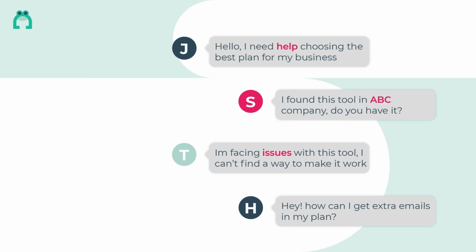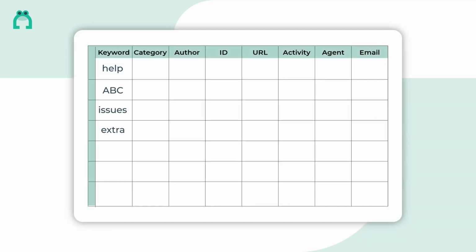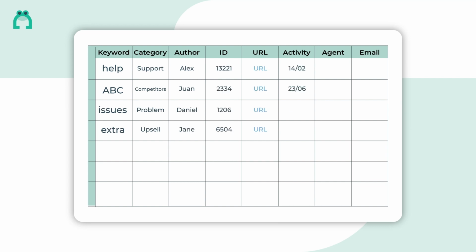Frogget will spot the keywords you wanted to track and add them all into this spreadsheet, where you will not only get the keyword mentioned and to which category it belongs, but also additional information about the chat and contact.